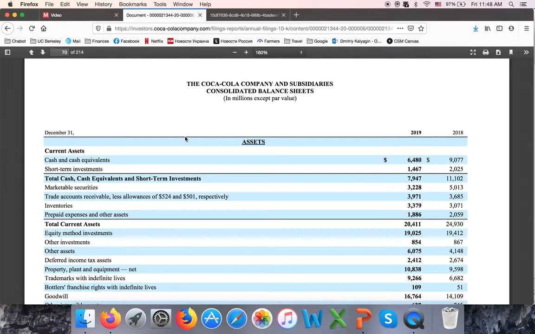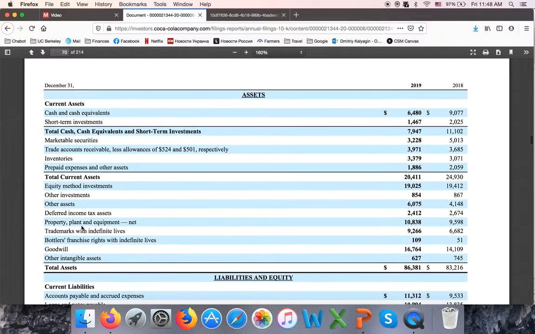Here is Coca-Cola and their balance sheet, and you can see here again, this is their current assets right here, and all of these are non-current assets. Again, the long-term investments, deferred income tax assets, we're not describing them. PPE at net, and you can see goodwill, trademarks, and franchise rights.